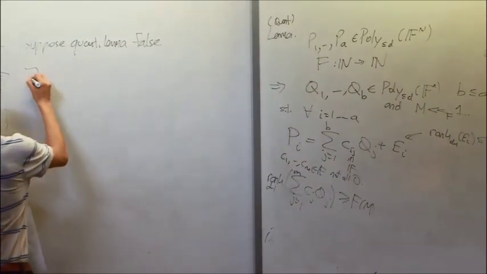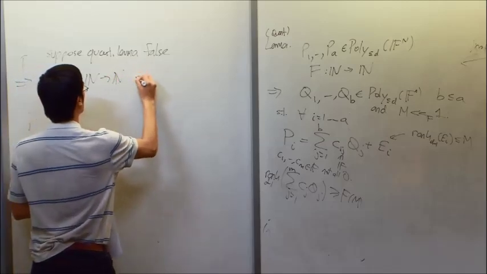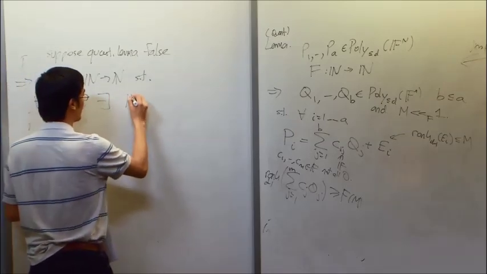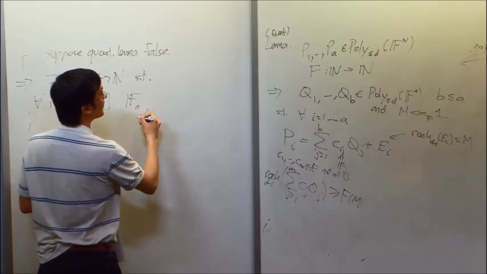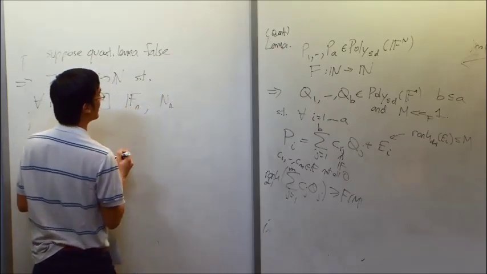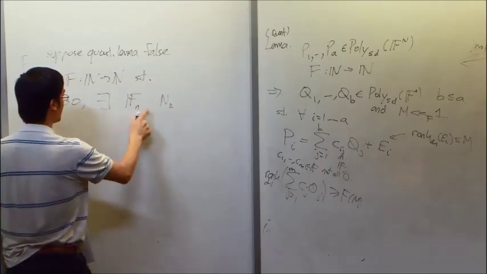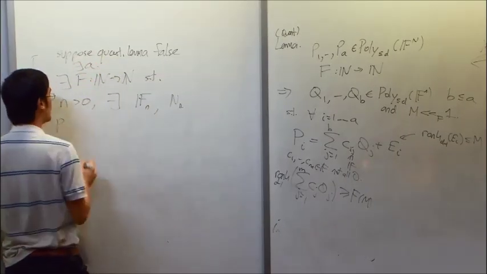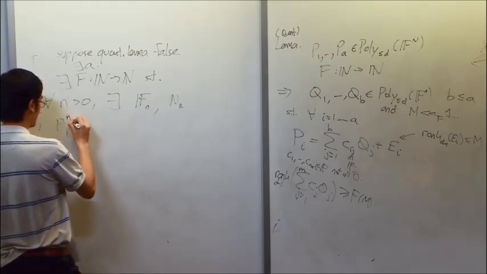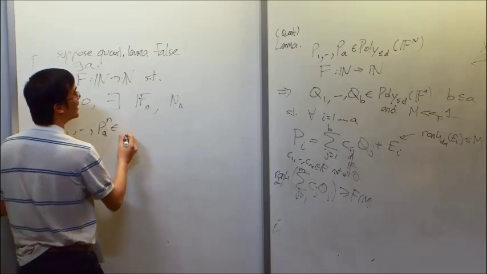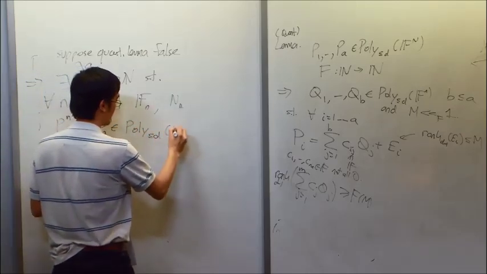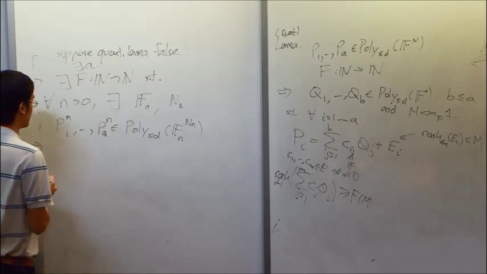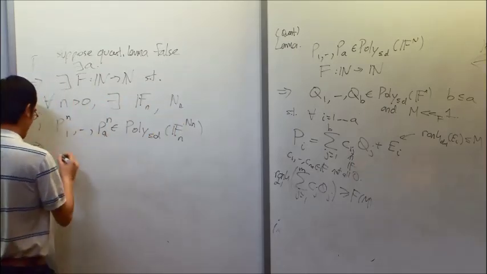So there exists a function such that no matter how large a bound you pick, you can find a field, F_n, and a dimension, N_n. You can find a field, you can find a dimension, you can find a set of polynomials A, in this vector space, such that you can't do this.